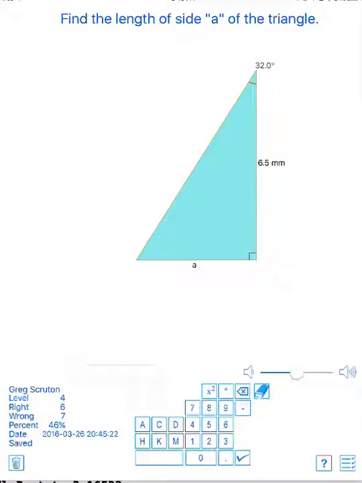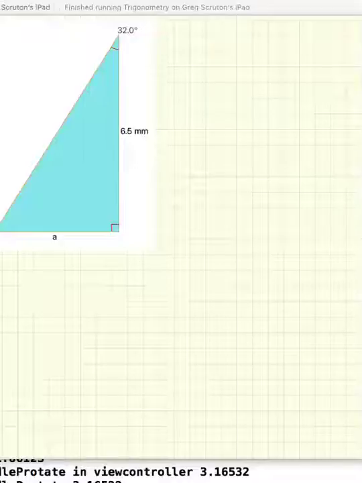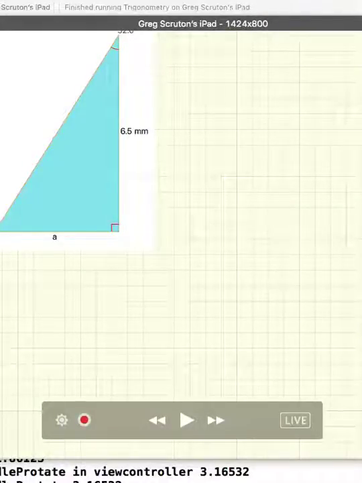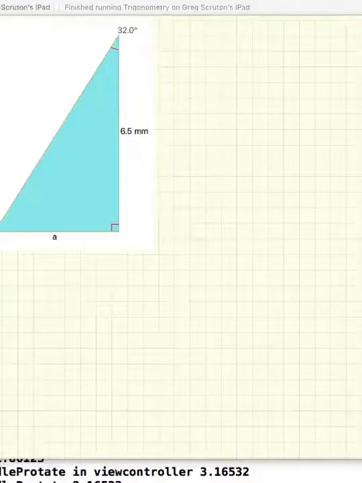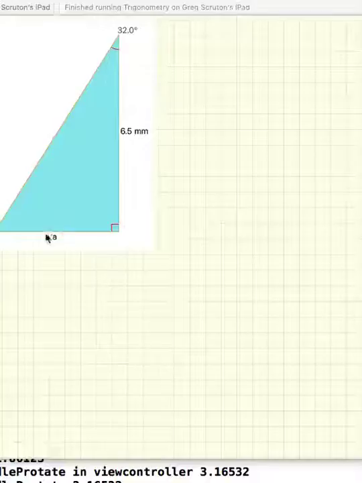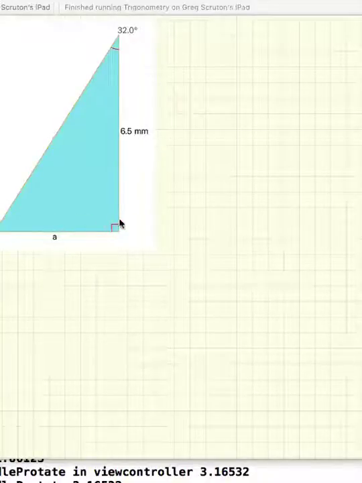Okay, in this case we want to find the opposite side. So here's our angle up at the top. It's the 32 degrees. Okay, and so that means this side is the opposite. Alright, this is our right angle, so that makes the opposite side of that the hypotenuse. So this is our opposite, this is our hypotenuse, then the 6.5 is our adjacent. Okay, let's label all those.